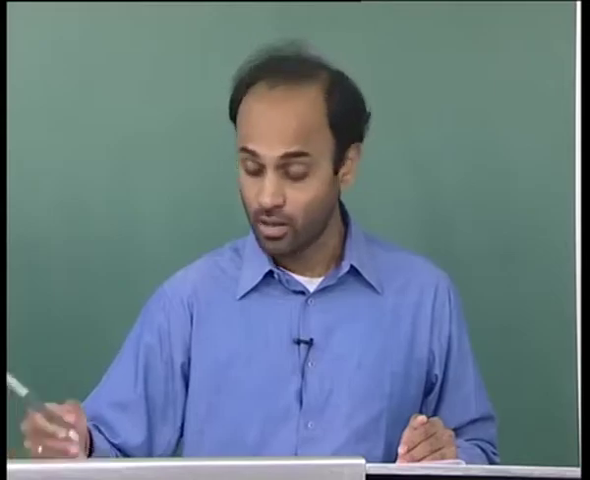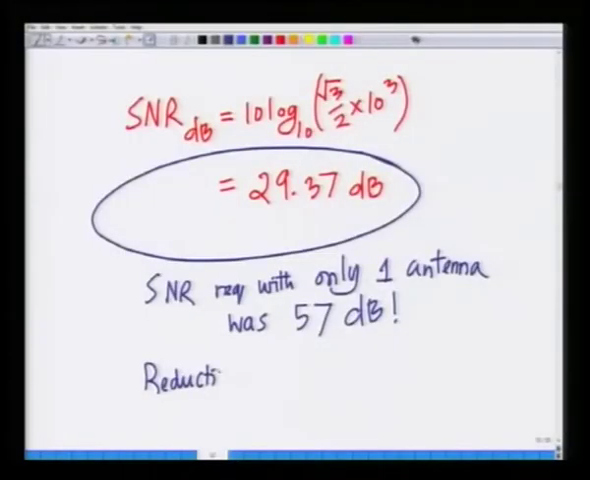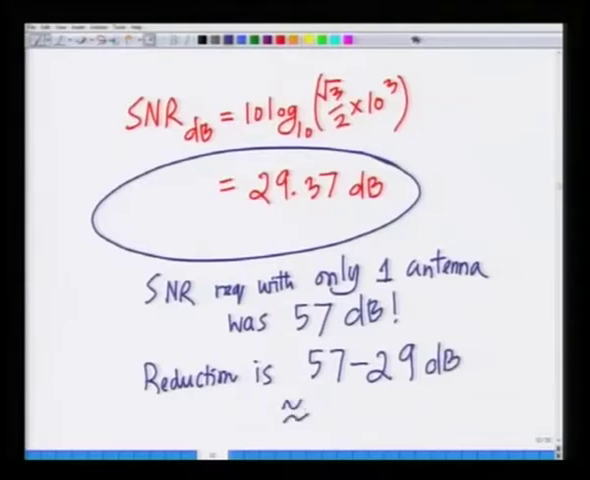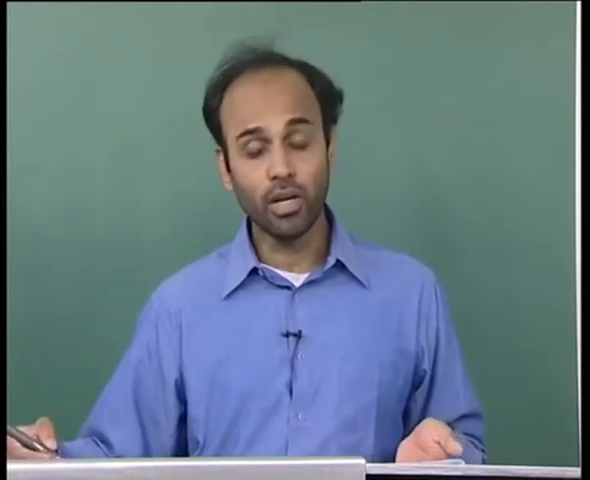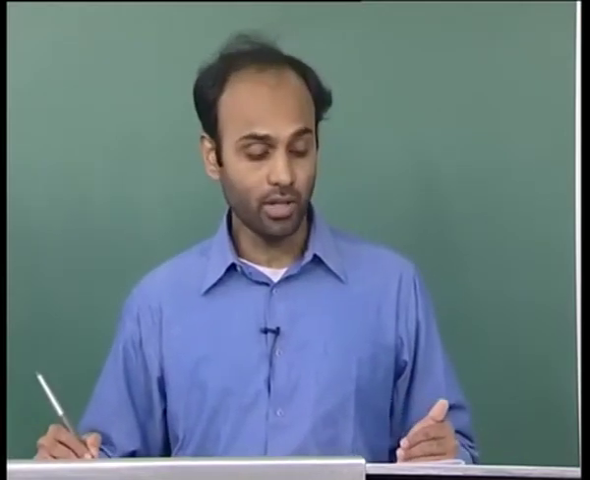So, the reduction is 57 minus 29 dB, approximately equal to 28 dB. Because we have added an extra receive antenna in this wireless communication system, the amount of SNR required to achieve a bit error rate of 10 power minus 6 has come down by 28 dB.